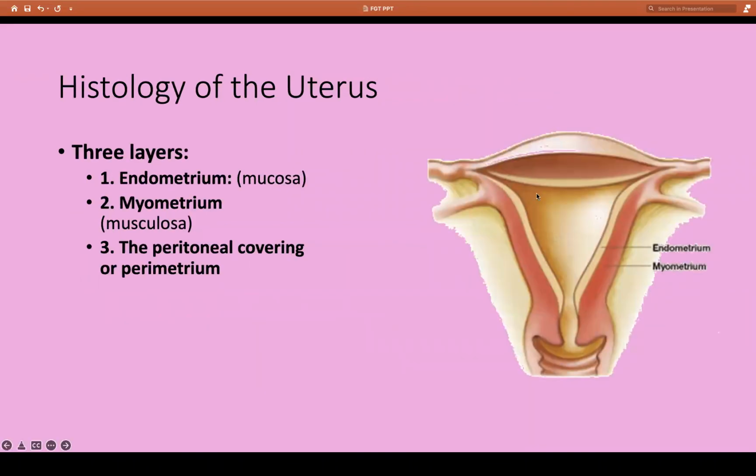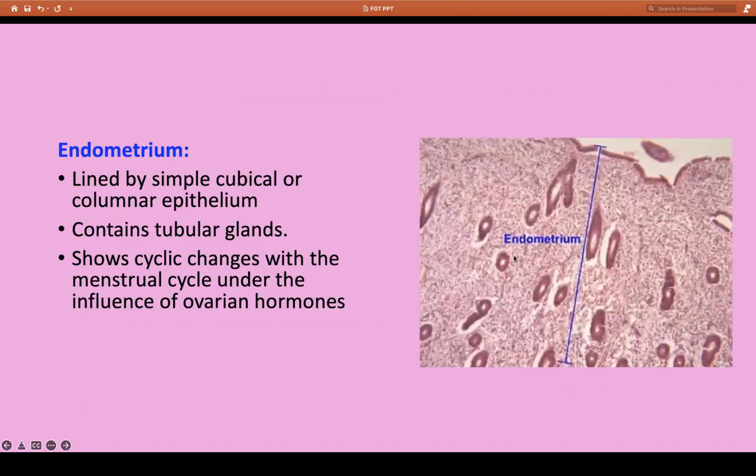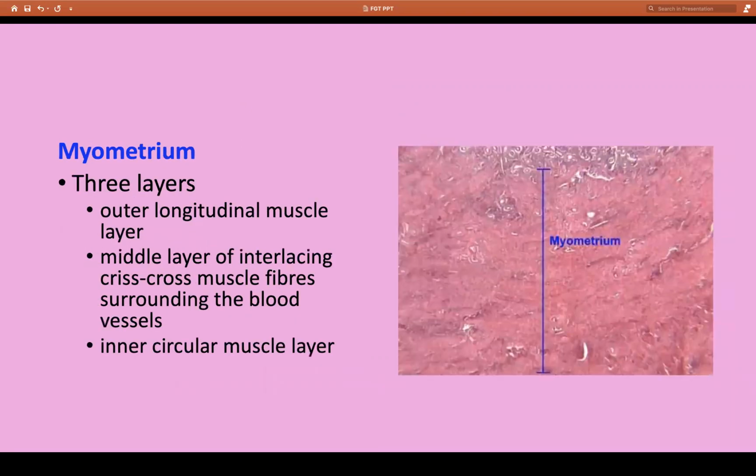Then histology: the uterus has three layers: endometrium, myometrium, and perimetrium. The endometrium is lined with columnar epithelium. It undergoes cyclic changes due to hormonal changes during the menstrual cycle. And then the myometrium has three layers: outer longitudinal muscle, middle crisscross muscle, and inner circular muscle layer.